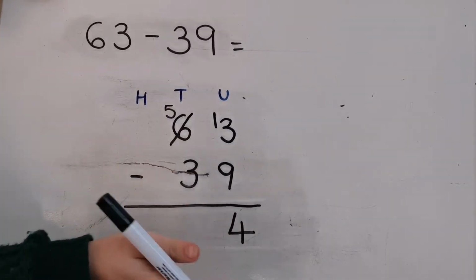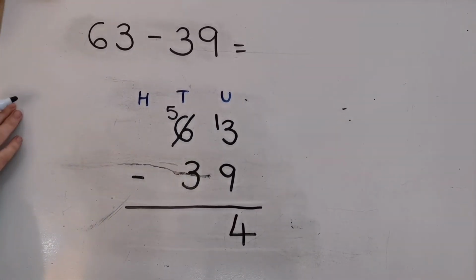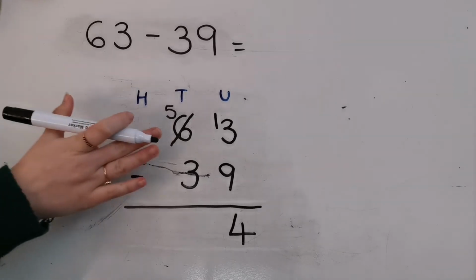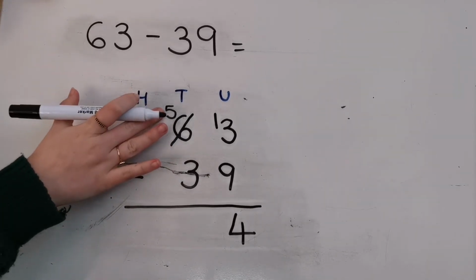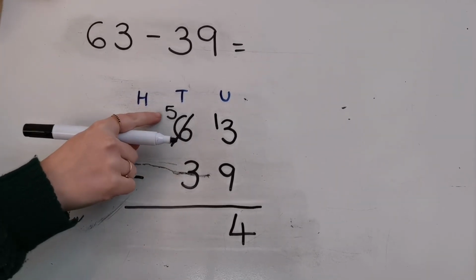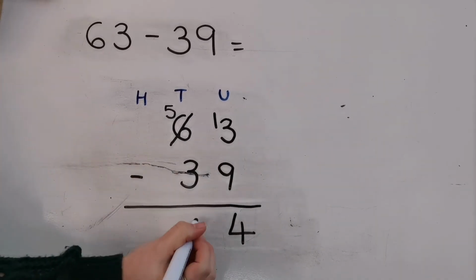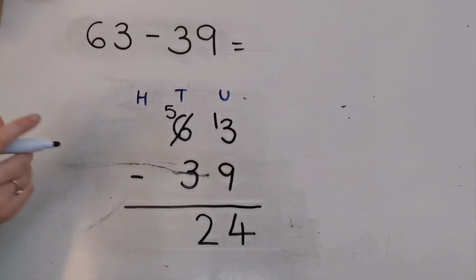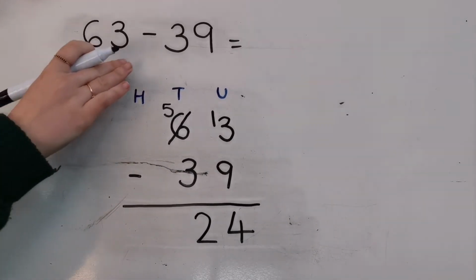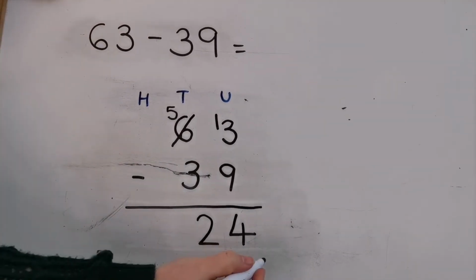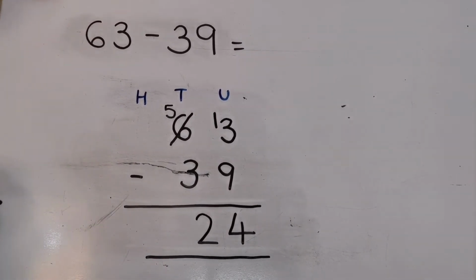So when I'm happy with those, I can move over into my tens. This time, remember, I don't have 6 tens, I have 5. So I'm going to be doing 5 tens, take away 3 tens, would give me 2 tens. So my answer to 63 take away 39 would be 24.